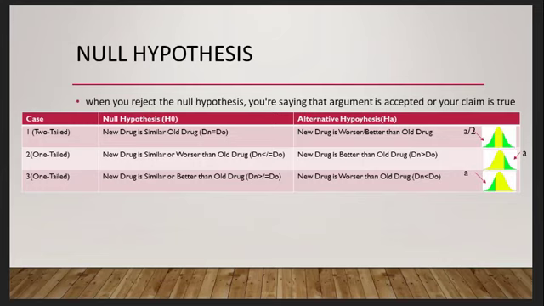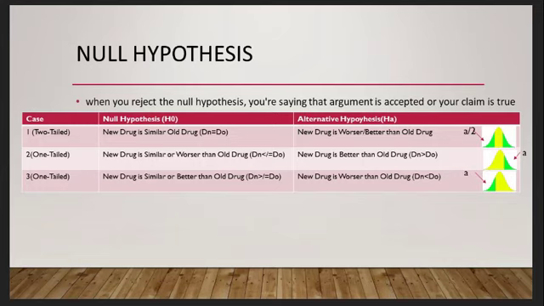Here, if you frame your null hypothesis like this, in the second row, the new drug is similar or worse than the old drug. It's like less than or equal, right? Here we have an alternative hypothesis: the new drug is better than the old one. And in the third row, we have a different position. The third one is the null hypothesis that the new drug is similar to or better than the old drug. Here we have three cases and three positions.